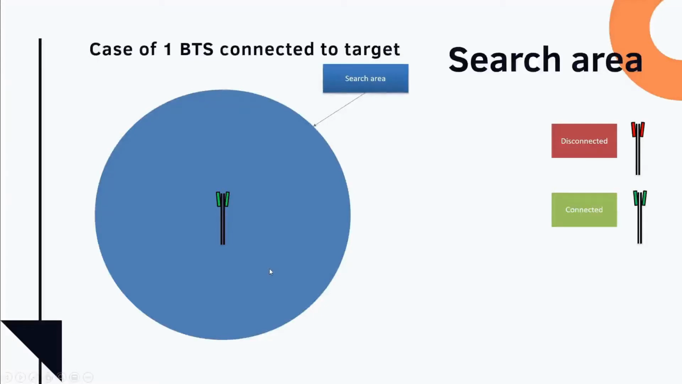Area reduction. First let's go with a simple case where there's only one BTS connected to a target. It could be anywhere in that area here. This is a simple case where you only have one BTS, so your search area is limited to the blue circle. I want you to pay attention to this convention: if you see a red antenna, that means this site is disconnected. And if you see green, that means this site is connected.